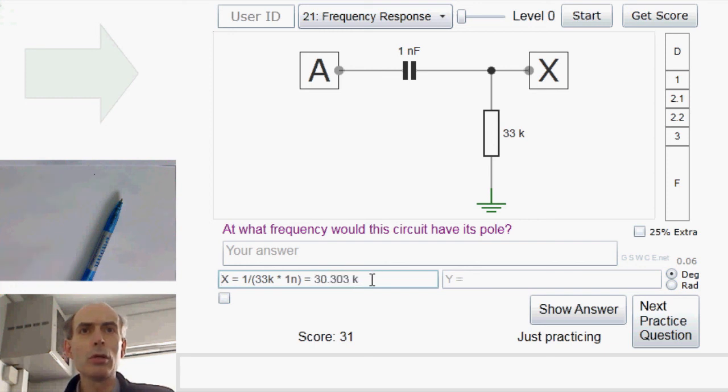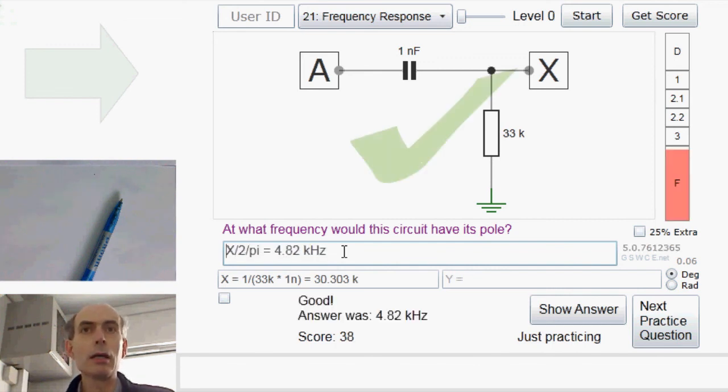The pole is 2 pi down on that, so we would just divide by 2 pi, and that would give us the answer in hertz, or in this case kilohertz. Bang on. I think that's about all the type of problems you can get at level 0.